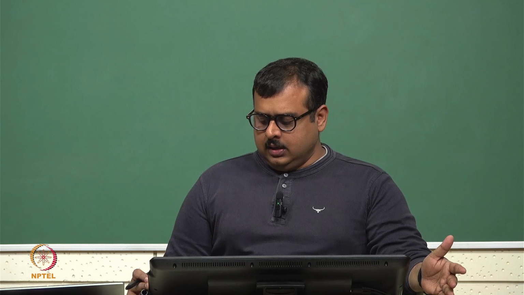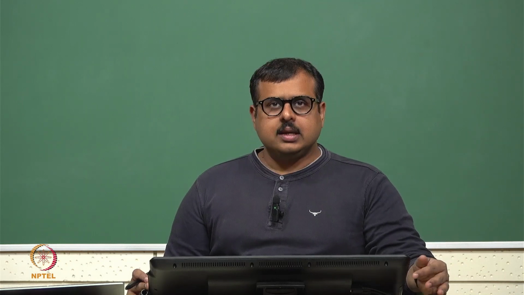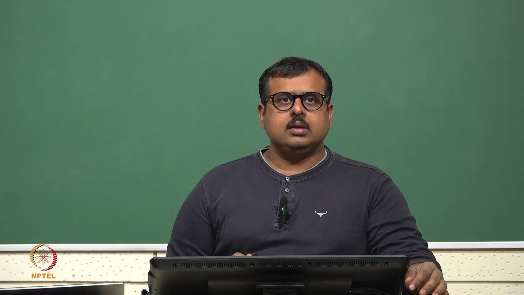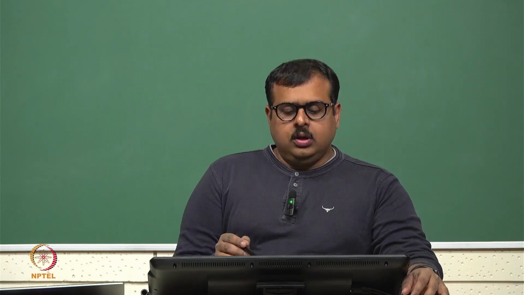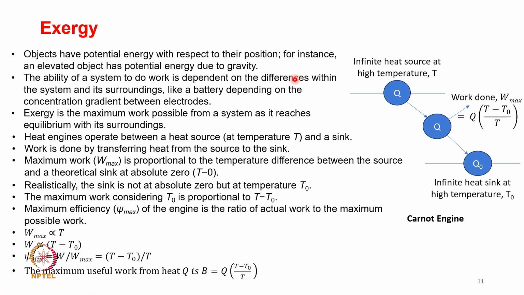So having done the footing for the basic energy calculation, now go back and look at what is this concept of exergy. So, let's see, objects have potential energy with respect to their position. This is of course we are talking about general processes. For instance, an elevated object has a potential energy due to gravity. So the ability of the system to do work is dependent upon the difference within the system and its surroundings, like a battery, depending upon the concentration gradient between the electrodes.